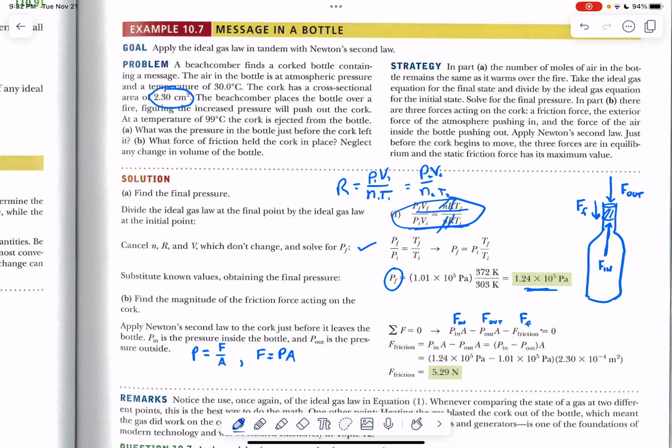That is the pressure that is going to be inside the bottle. Now, if we draw a vector diagram, which I did right over here, you can see that if I want to find the frictional force that will eject the cork because of all the extra pressure inside the bottle, if the cork is going to be going up, then the force of friction will get in the way and it'll be going down.